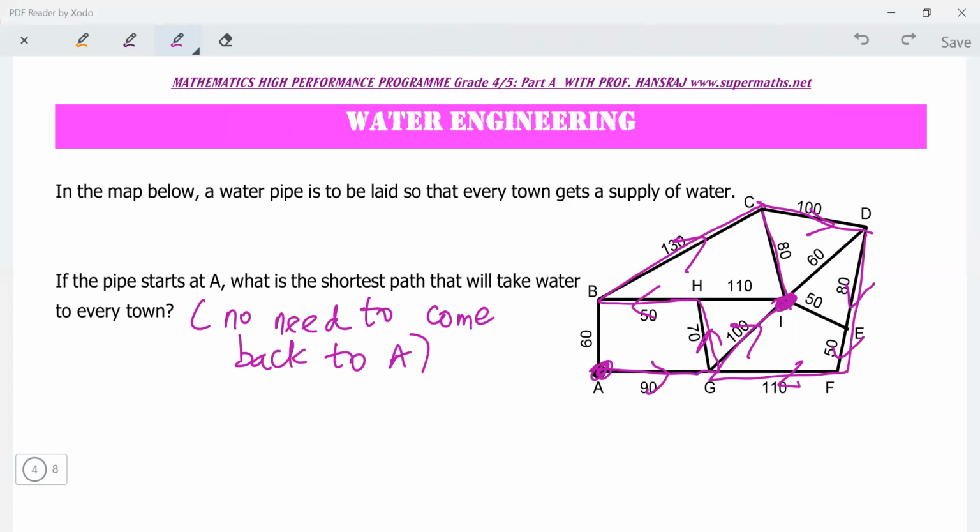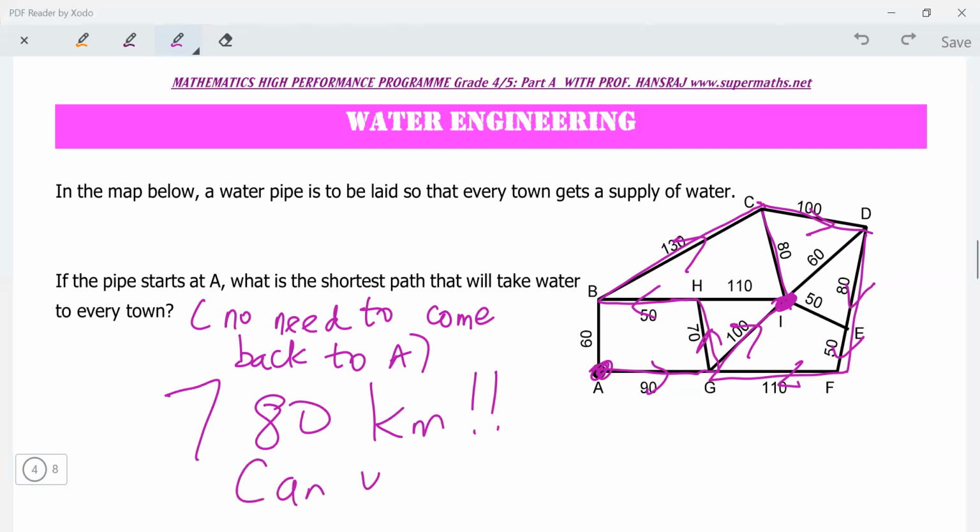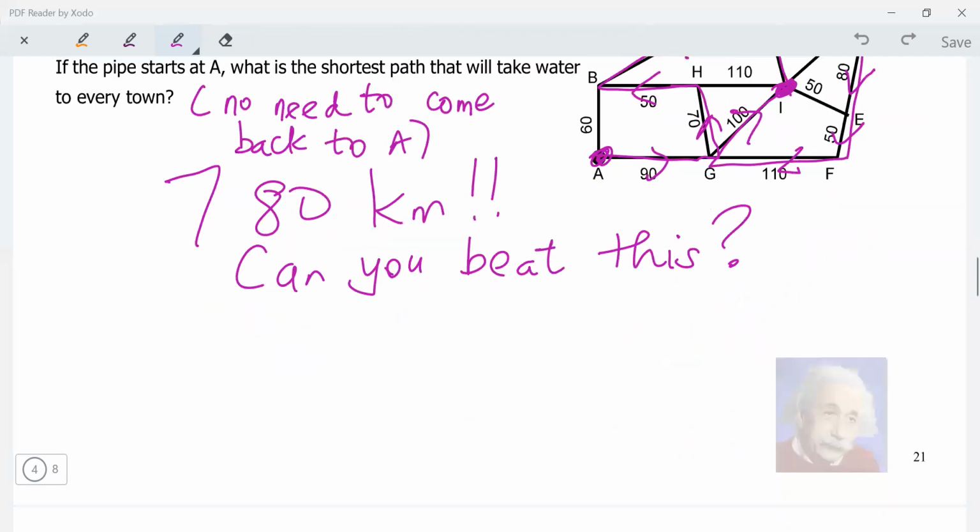Now, how long is that route? That's 90 plus 70 is 160, plus 50 is 210, plus 130 is 340, plus 100 is 440, plus 80 is 520, plus 50, 570, plus 110, that's 680, plus 100 to get to I, that's 780. 780 kilometers. Can you beat this? Can you beat this with a better route? I'll leave you to think about that.